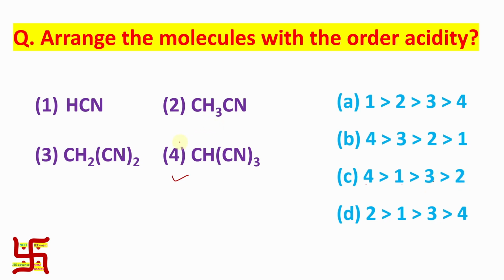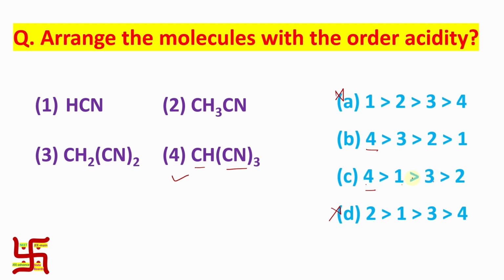Now this is the answer. If this question appears in your exam, how can you solve it? One thing you need to understand instantly is that CH(CN)3 must be the strongest acid. So 4 will be the maximum, so option A is gone and D is gone automatically. Now if you look at the next one, 3 versus 1, who is more acidic? If you feel a little confused, look at the next option, 2 versus 3.